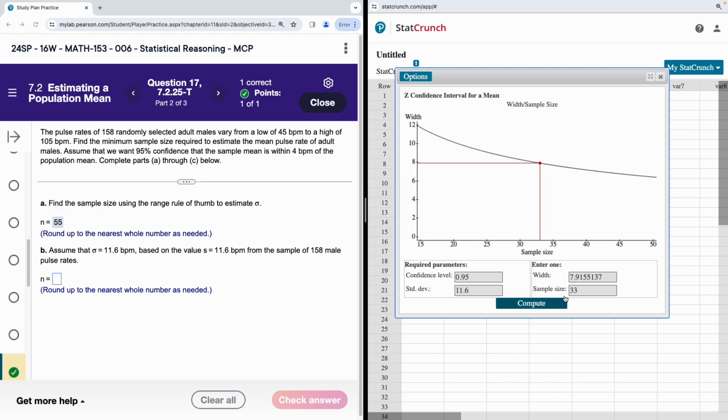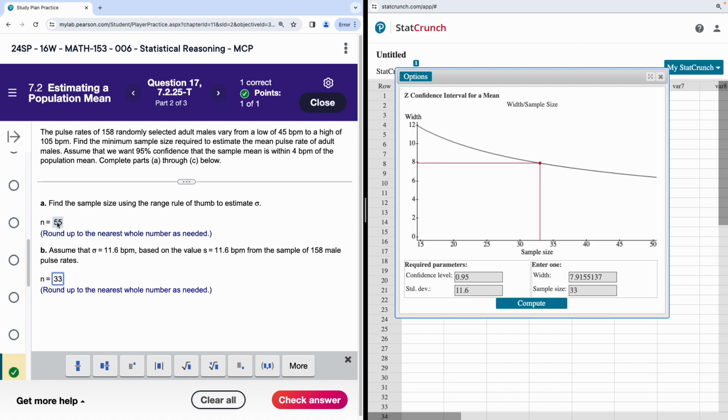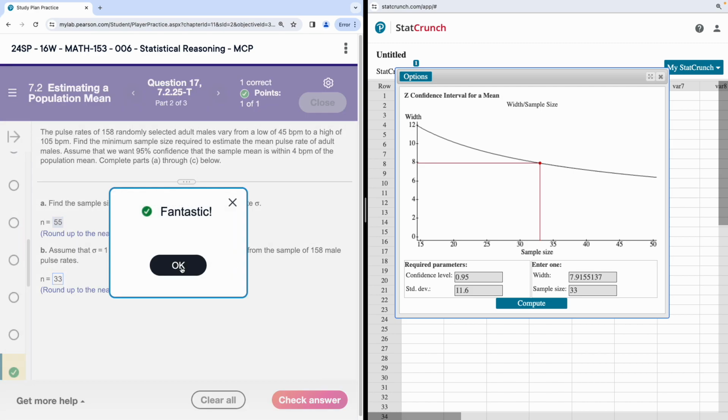If you notice when you hit compute, it changes this to a number that's close to 8 because it's sort of fudging the numbers a little bit so that we get a sample size that is an integer rather than a decimal. So if I use the standard deviation of 11.6, I get a sample size of 33, which is quite a bit more manageable than the sample size of 55, not that either one is too unmanageable. So I check my answer there and I get that one right.